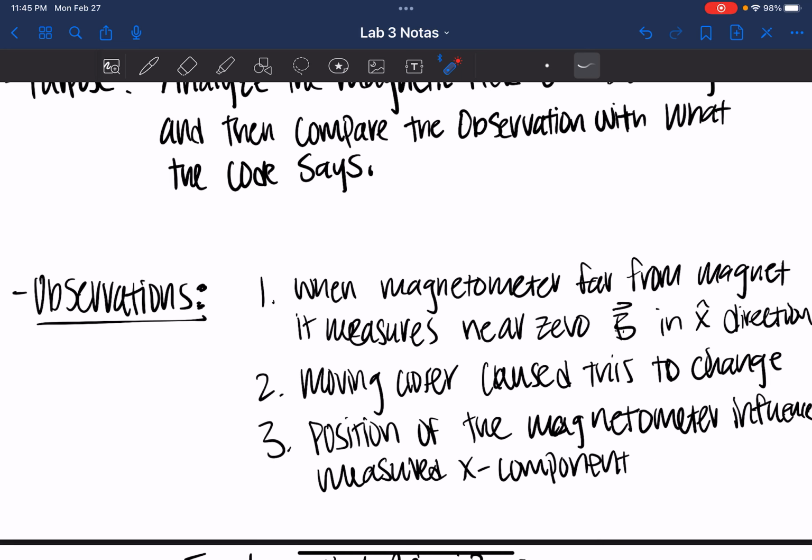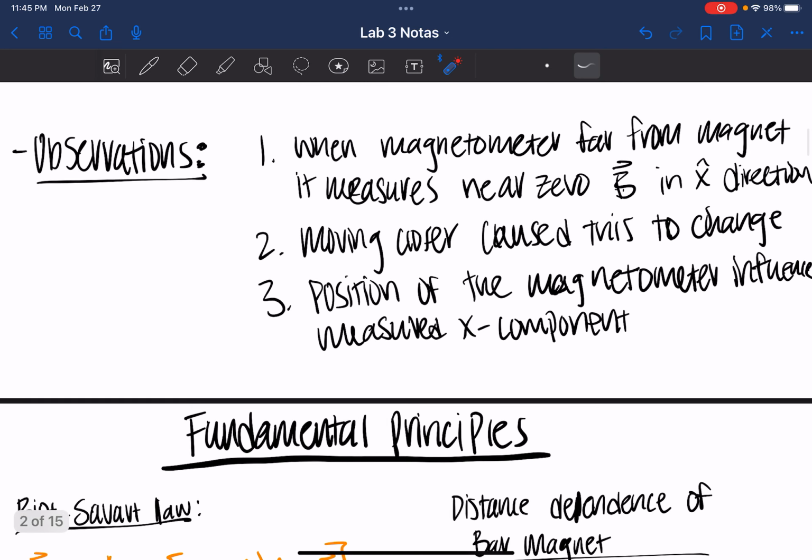Basically, moving the phone closer to the magnet caused the X component to change, and moving it further from the bar magnet caused the X component to decrease, and then closer, increase. So the position of the phone affected the X component.